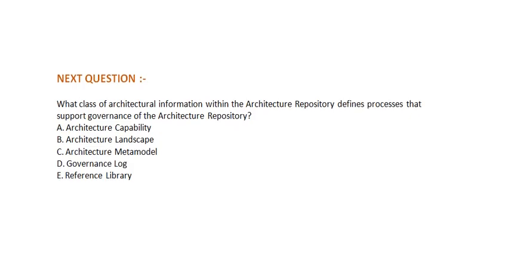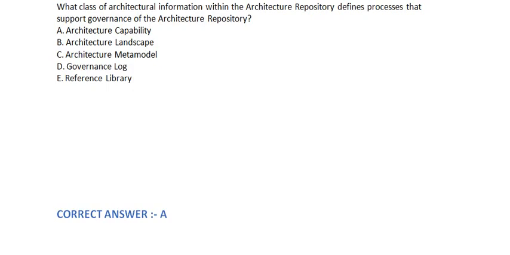Next question is, which class of architecture information within the architecture repository defines processes that support governance of the architecture repository? Option A, architecture capability. Option B, architecture landscape. Option C, architecture meta model. Option D, governance log. And option E, reference library. And the correct answer is option A.